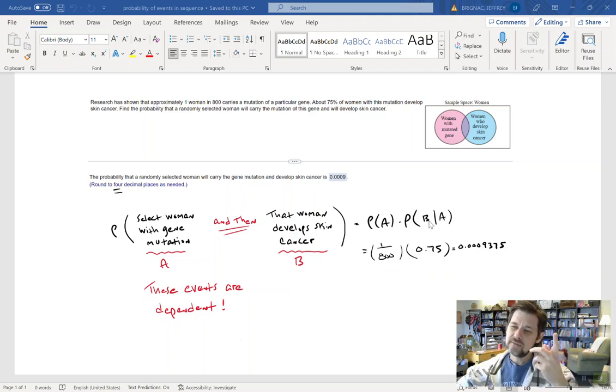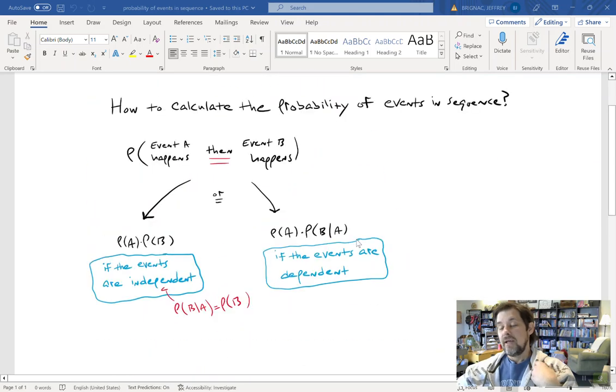And then what's the probability that the woman will develop skin cancer given that she has the gene mutation? Well, that's this sentence right here. It says about 75% of women with this mutation develop skin cancer. So that's probability of 0.75. So I got 1 out of 800 times 0.75. And that gives me this very small probability, 0.0009375. And in my math lab, at least when I access this question, it said round to 4 decimal places, so 0.0009.